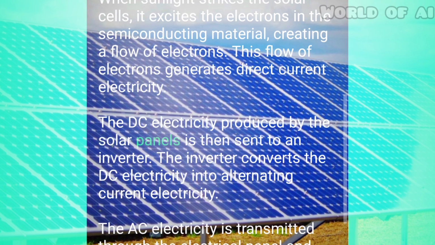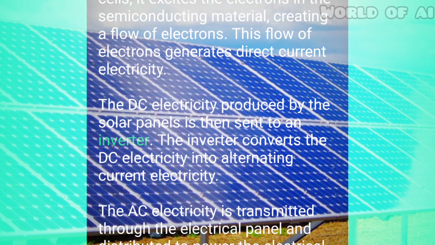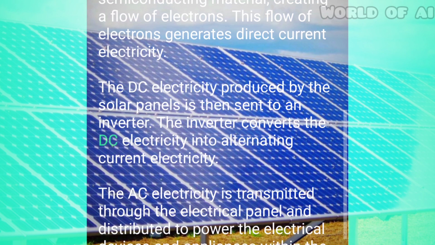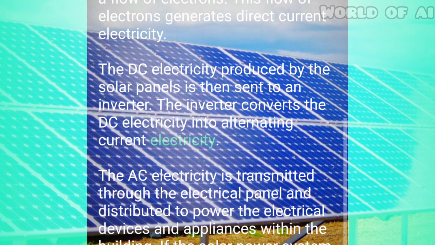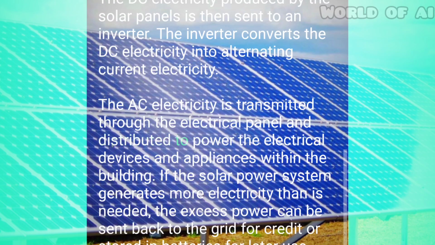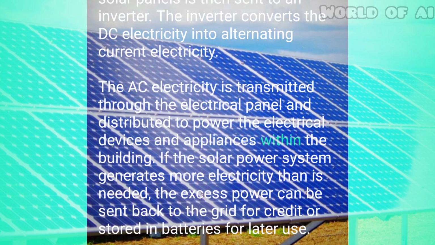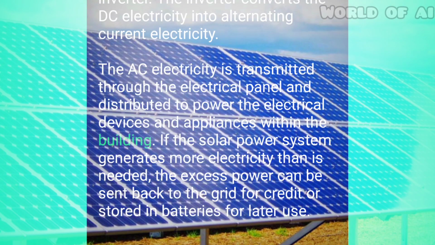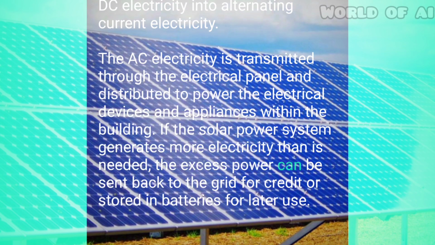The DC electricity produced by the solar panels is then sent to an inverter. The inverter converts the DC electricity into alternating current electricity. The AC electricity is transmitted through the electrical panel and distributed to power the electrical devices and appliances within the building. If the solar power system generates more electricity than is needed, the excess power can be sent back to the grid for credit or stored in batteries for later use.